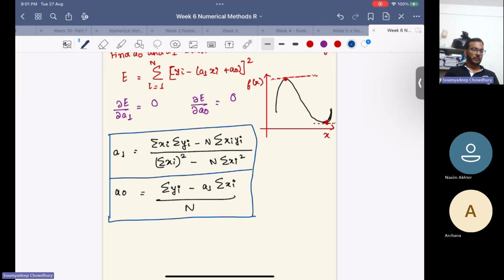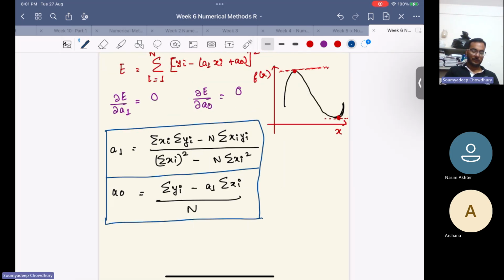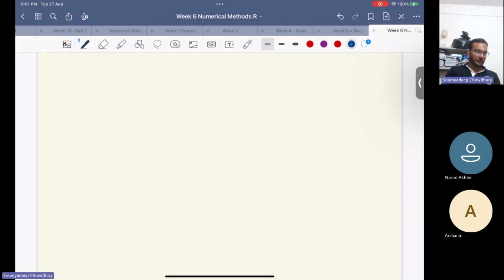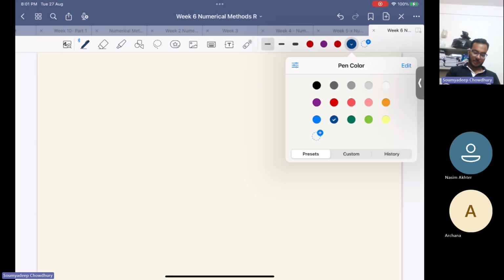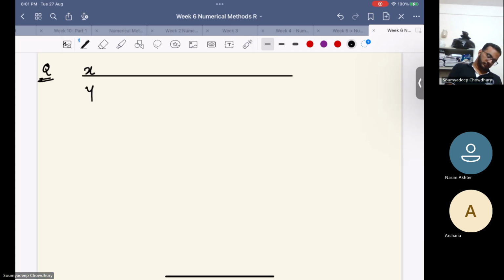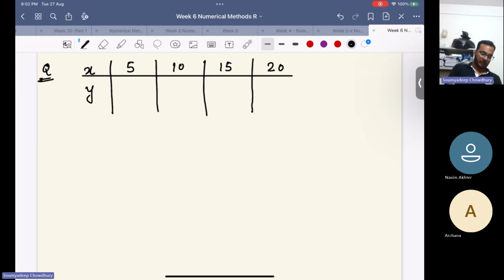You have to remember these two formulas for the exam. Mostly these will be given to you, but still, to be safe, you can remember. We'll see one problem first, the application of this formula. Suppose you have conducted some experiments and got the x and y values. The x values are 5, 10, 15 and 20 and the corresponding y values are 10, 55, 92, 120.